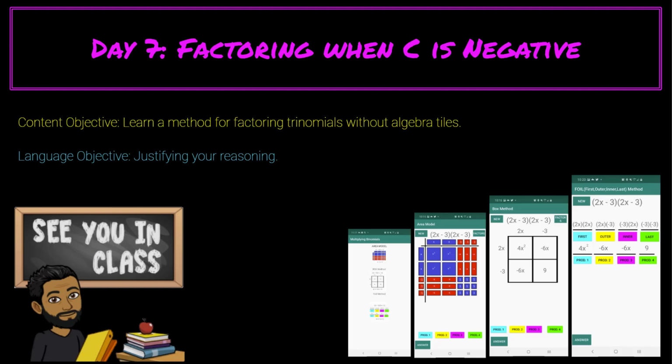Welcome back. Today is day 7 in our factoring unit. So far you have learned how to factor when c is positive. In this lesson you will learn how to factor when c is negative. It makes your work a little more challenging, but let's see how it goes.